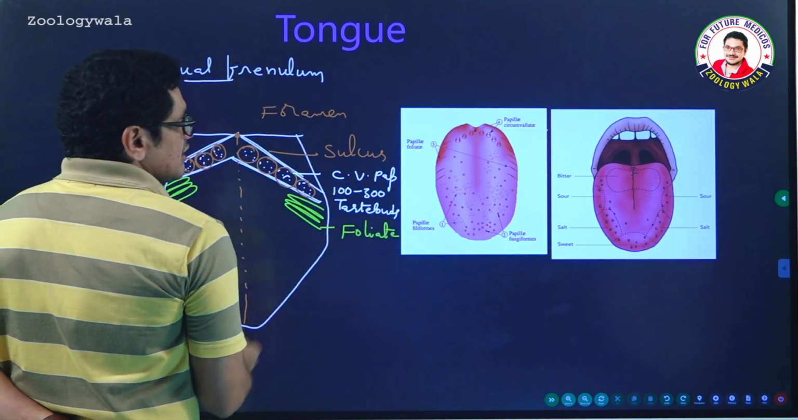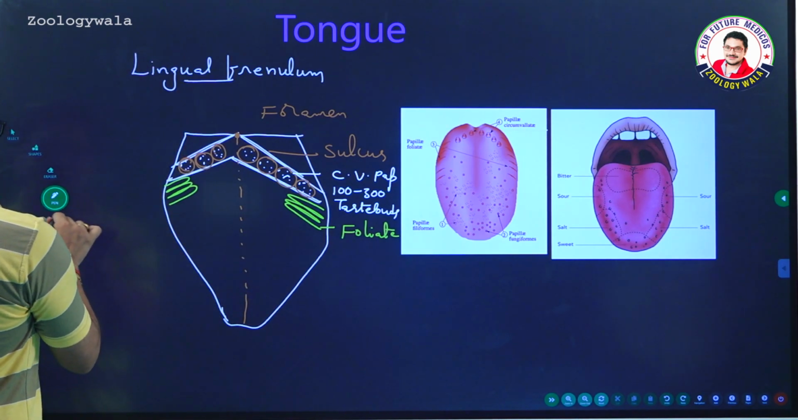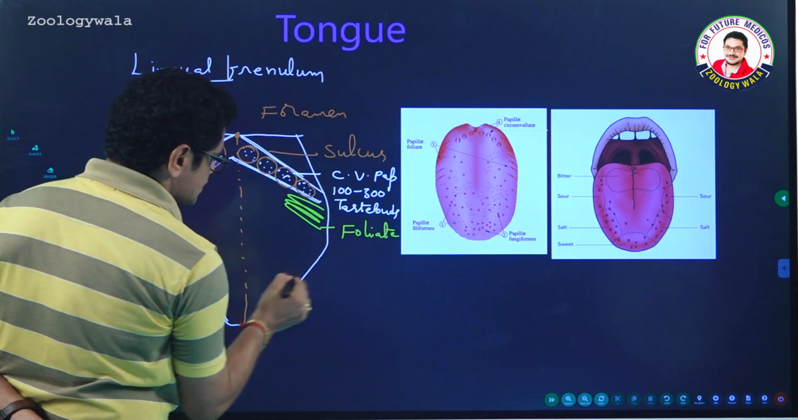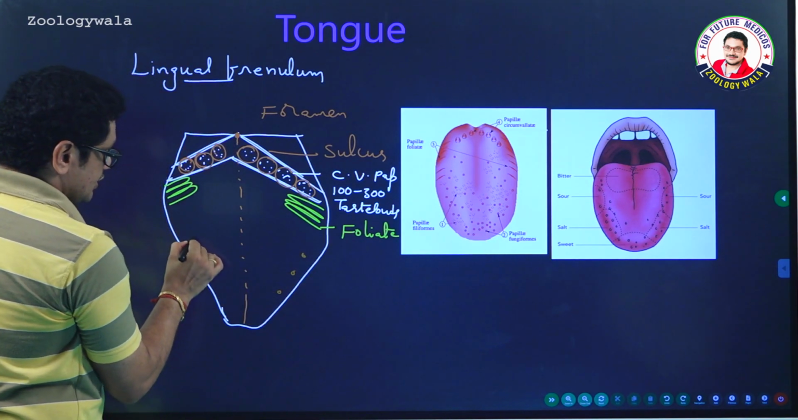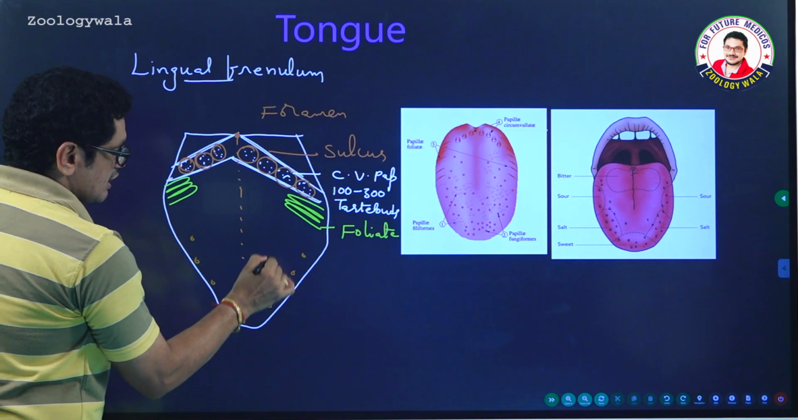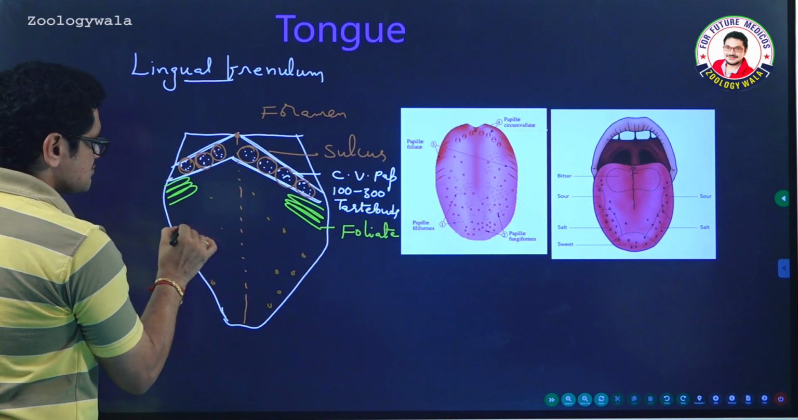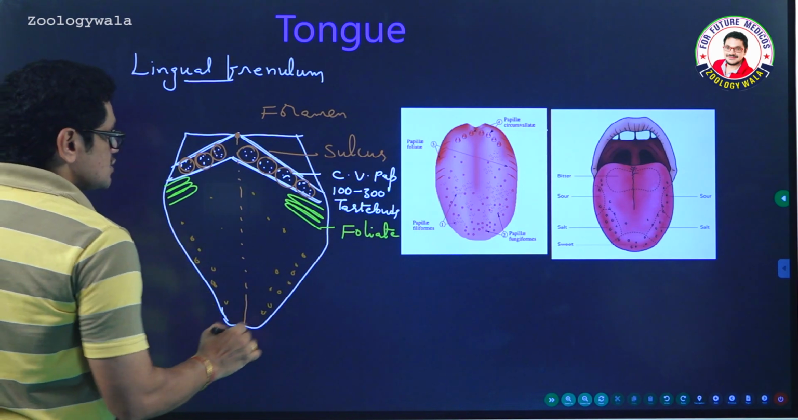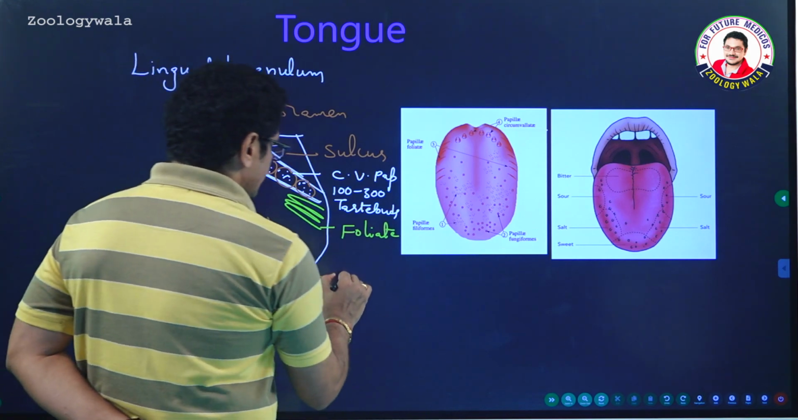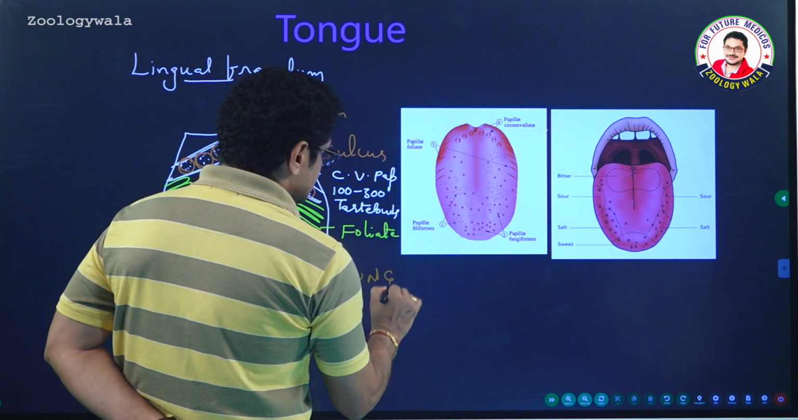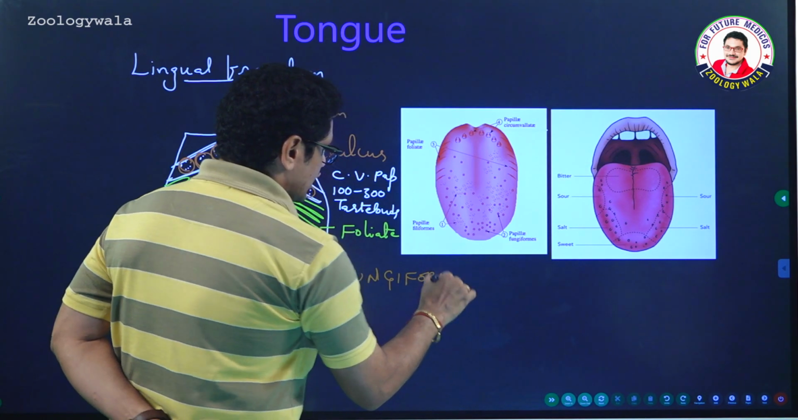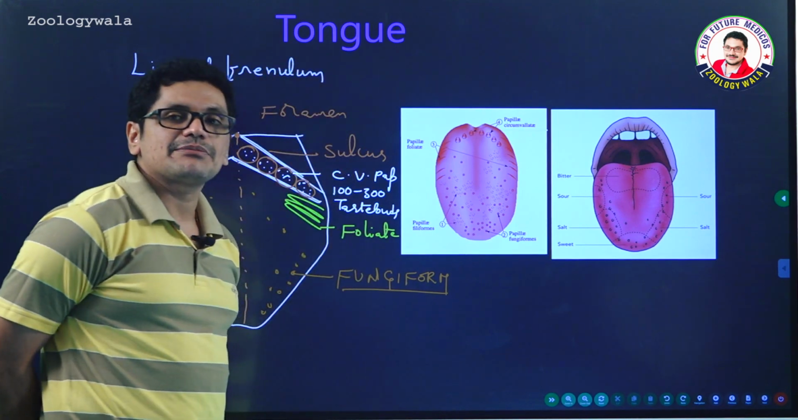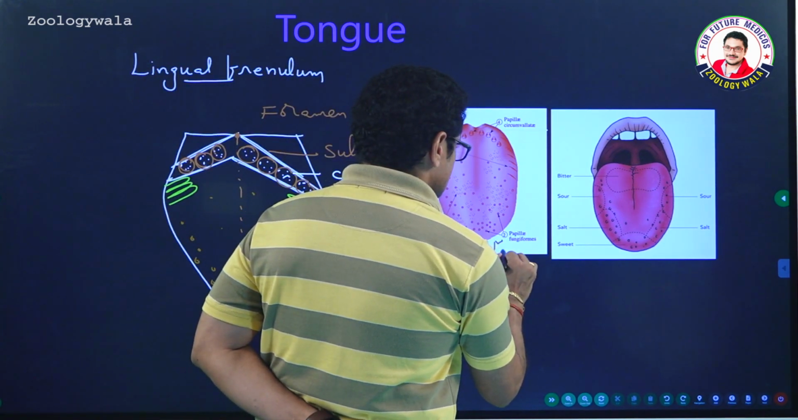And the next one is the fungiform papillae. I am going to represent the fungiform papillae. Here you can see, okay, I think it is visible. So these are the fungiform papillae. Of course, they are also present on the surface, but mostly they are present in the anterior-most portions and also at the margins. These are called fungiform papillae. Hope it is visible. Okay, fungiform papillae, they are present at margins.